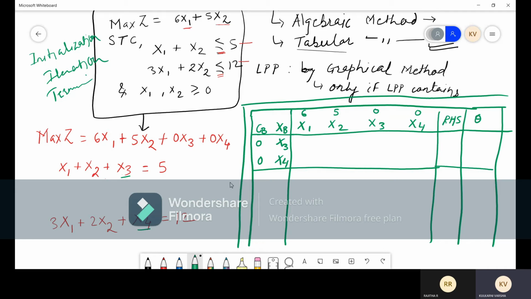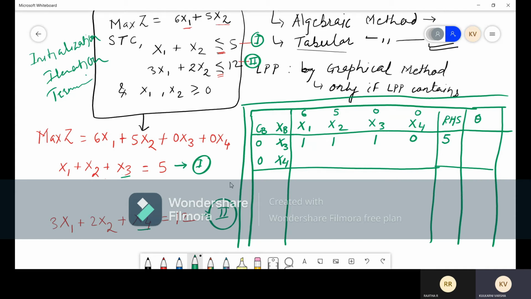Now for initialization, we need to set up this matrix. How do we set it up? x3 belongs to the first equation. This is your first equation and this is your second equation, and after conversion also, this is the first equation and this is the second. So we take the coefficients of x1, x2 and x3: x1 is 1, x2 is 1, x3 is 1. There is no x4 in this equation, so we'll take it as 0. The right hand side of this equation is 5, so we write RHS equal to 5.